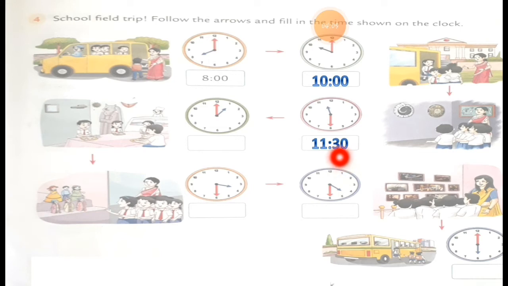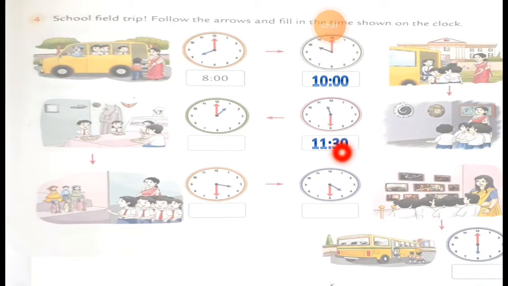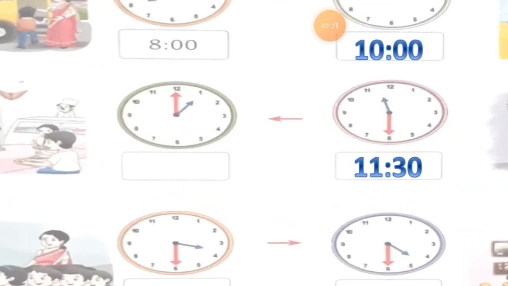11:30. Now let's follow the next arrow. Here see, it is 8 o'clock, then we follow the arrow, so it's 10 o'clock. After it, it's 11:30. Now the next arrow you can see is showing here. So let's follow the next arrow. You can see here the next arrow after 11:30, the next clock, right?